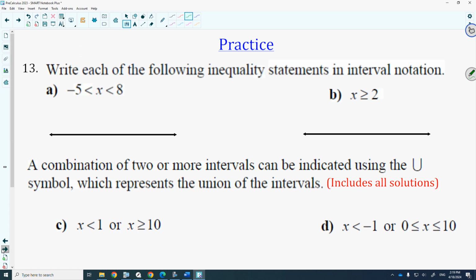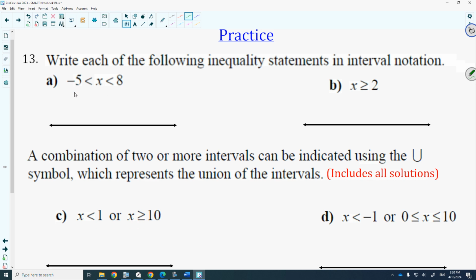We're going to be representing in calculus a lot of our answers on a number line. So I'm going to show you how they would look. So write the following inequality statements in interval notation. So x is less than 8, greater than -5. So on a number line, I'm going to have 8 here, and I'll have -5 here. It's not including 8, and it's not including -5, because these are not equal to. My solution is in between. So in interval notation, it would be -5 to 8, round brackets.